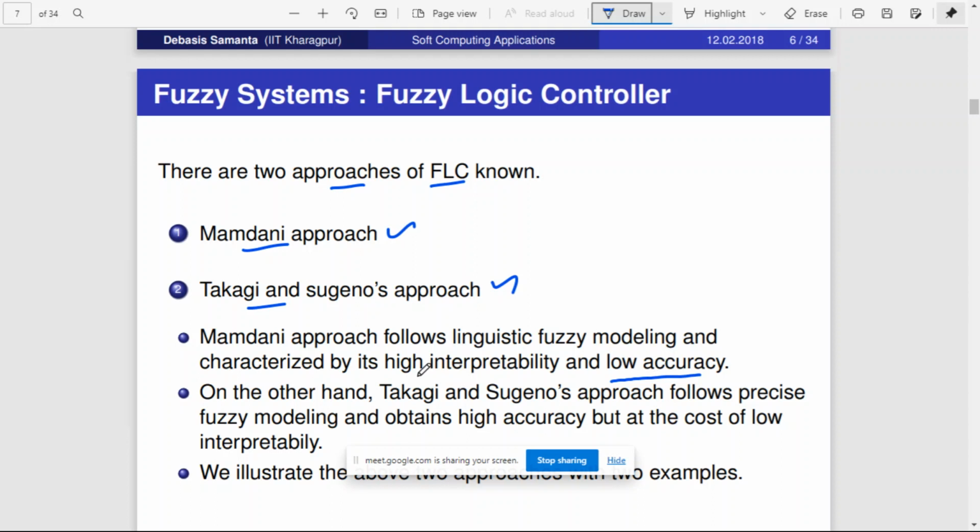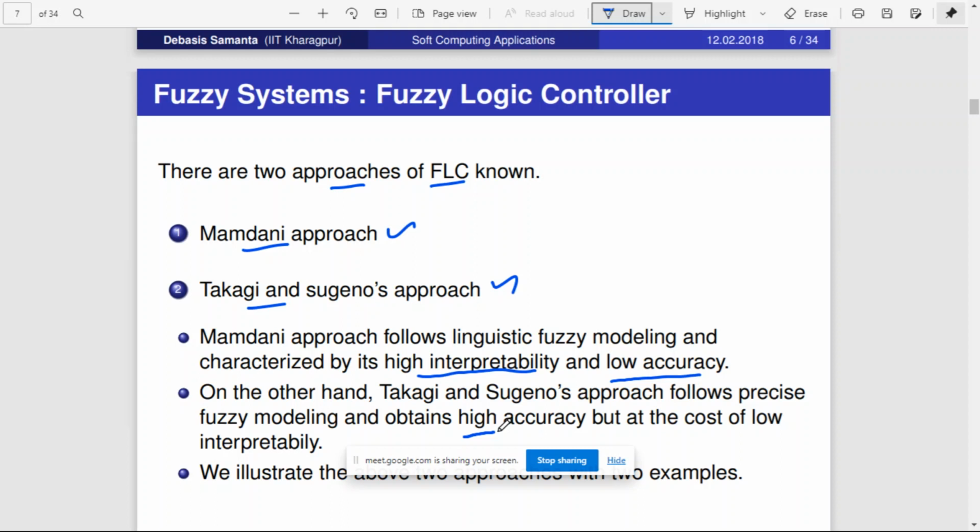Interpretability means you can analyze how it is working. So the Mamdani approach provides less accuracy but is highly interpretable. Whereas Takagi and Sugeno's approach provides a highly accurate fuzzy logic controller, but it is less interpretable. Its interpretability is less.